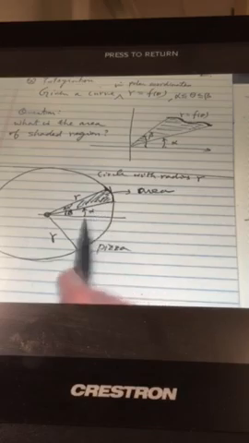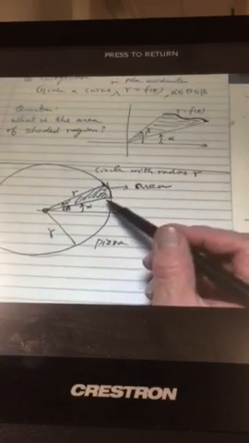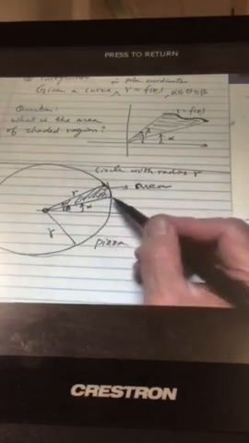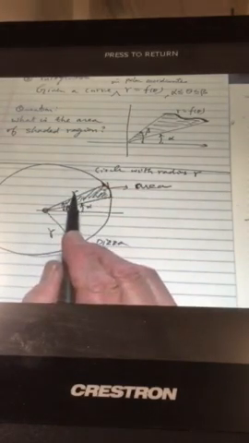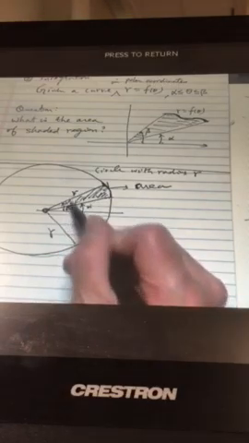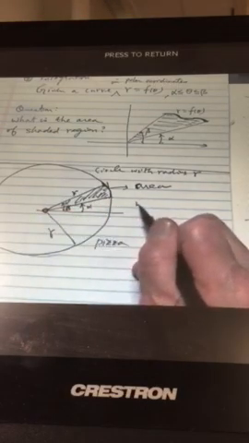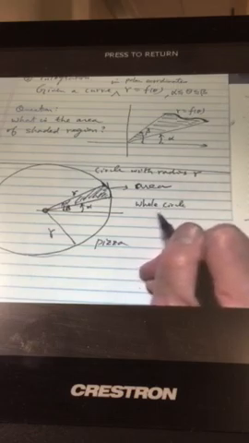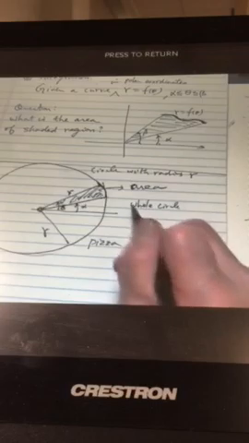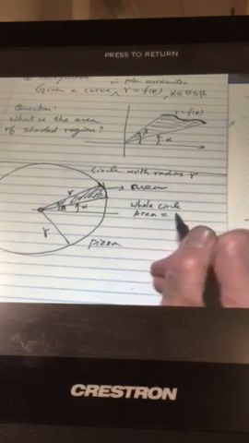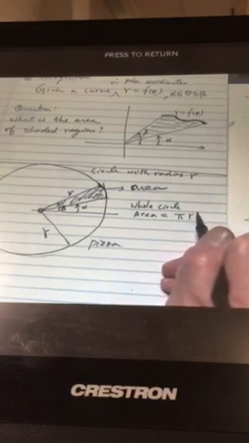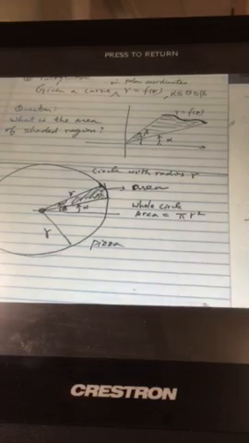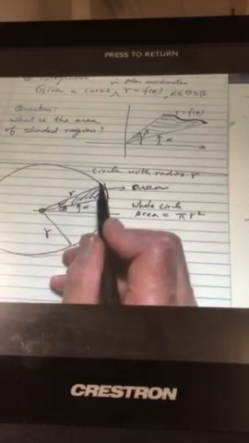Well, this is very simple. If this is a circle, it's very simple. Why? Because it's all proportional. For a circle with radius r, the whole circle has area, as we all know from geometry, pi r squared. But right now I only have a slice.